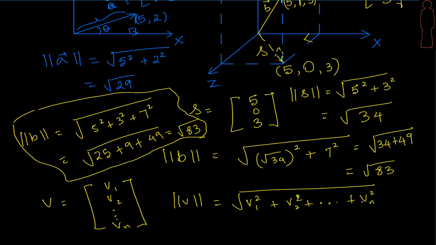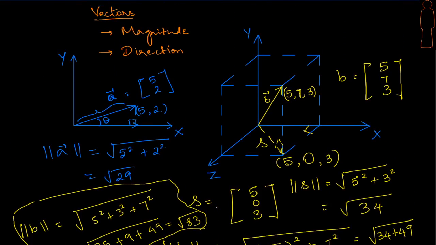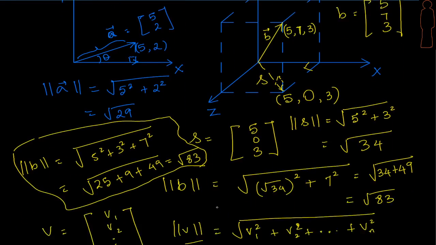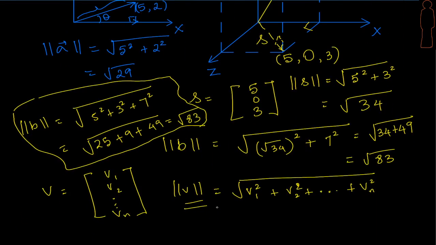So we take each component, square them, add all the components and then take a square root, then I get the magnitude of the v vector, right? I hope that the magnitude part of the vector is quite clear. All that we are applying is one theorem called the Pythagoras theorem.